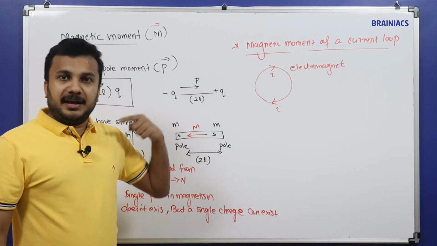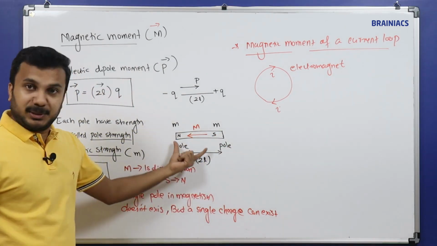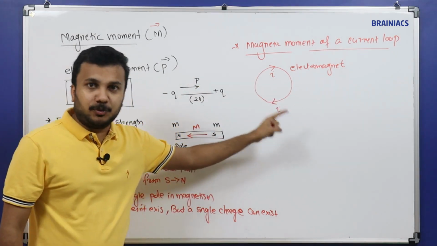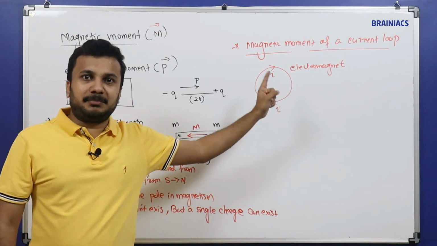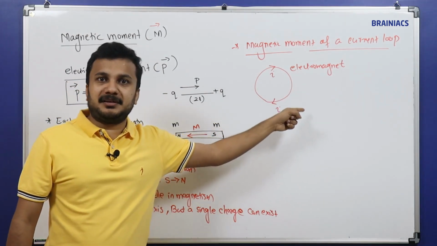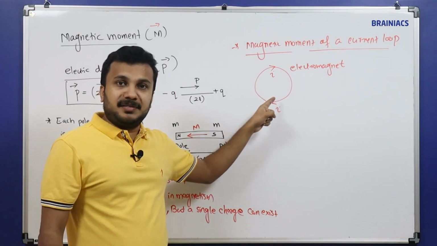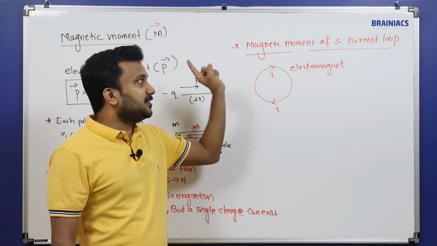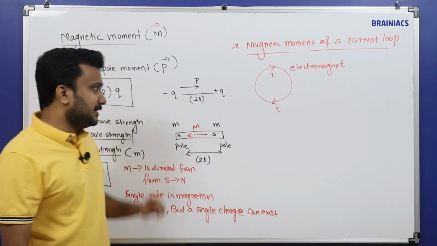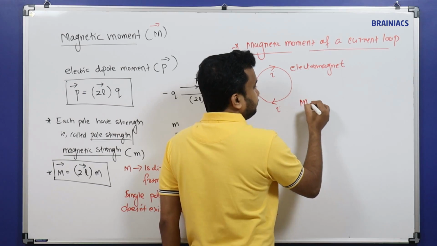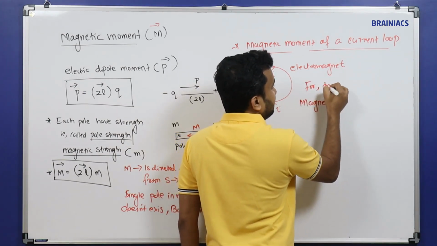I can create a temporary magnet. This will also have pole strength and north and south poles, and it is a magnet, but it will act as temporary. Why is it called temporary? When you remove the current, the magnetism does not exist. Whenever the current is there, magnetism exists. That's why it is called an electromagnet. Whenever electricity is there, magnetism is there. So for this case, the magnetic moment.